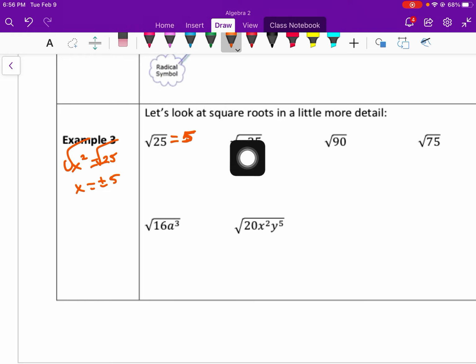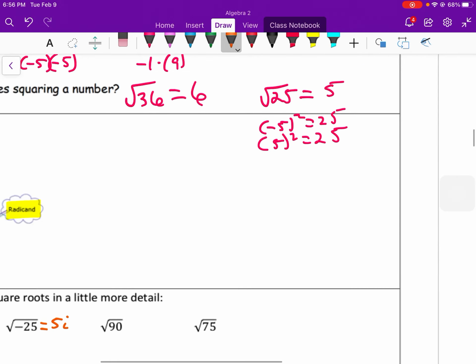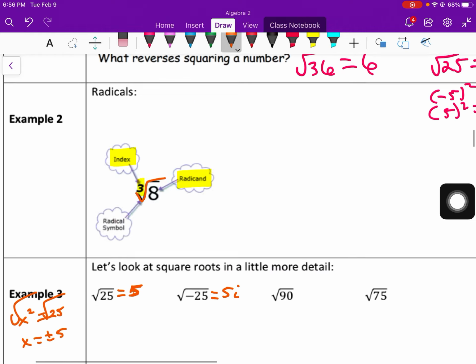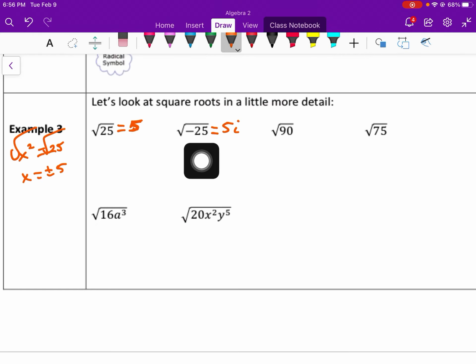Now we have a negative inside, so we're taking the square root of -25. Well, there will be no real numbers, so this should be review, where this will be 5i, because there's no value such that when we square it, it'll be negative. Because when you square either 5 or -5, like we did up here, you get a positive 25. So you can't take the square root of -25 and get a real number.